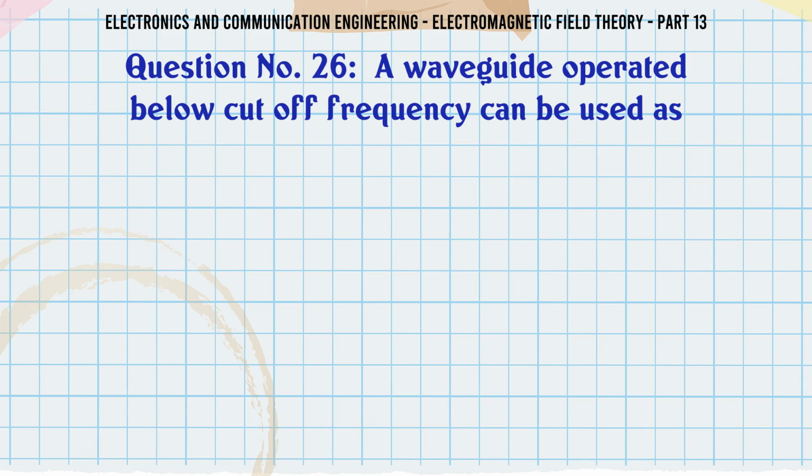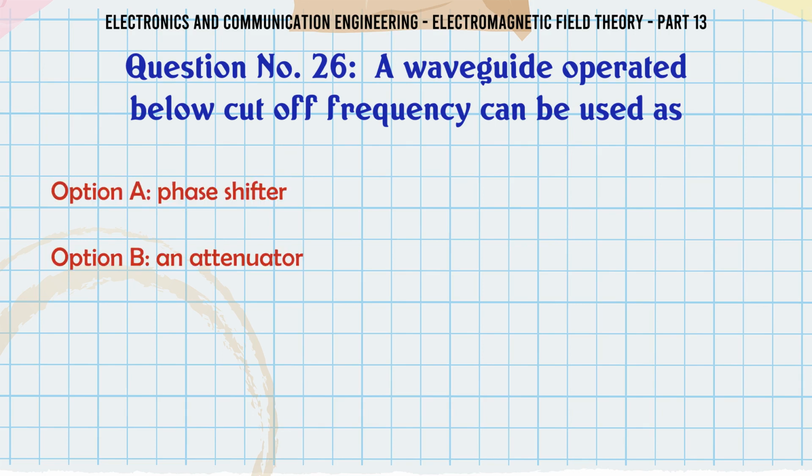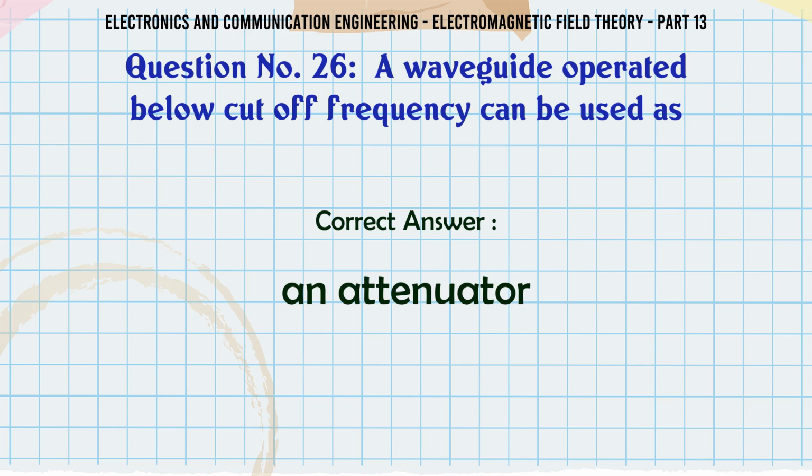A waveguide operated below cutoff frequency can be used as A. Phase shifter, B. An attenuator, C. An isolator, D. None. The correct answer is an attenuator.